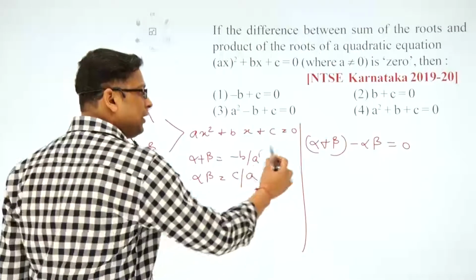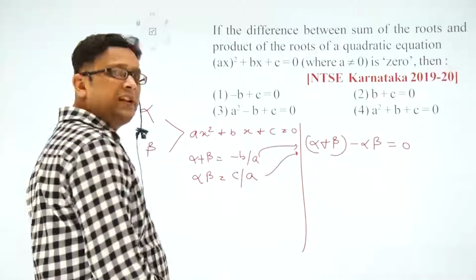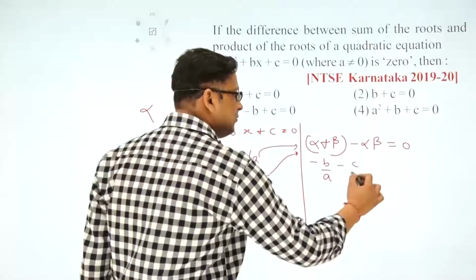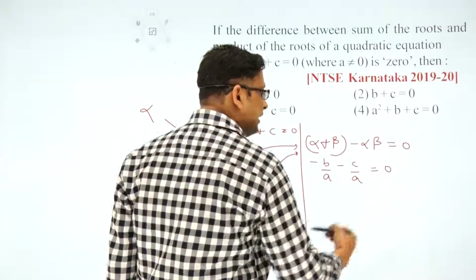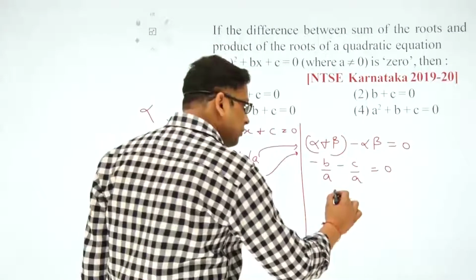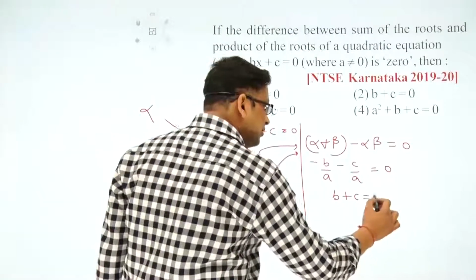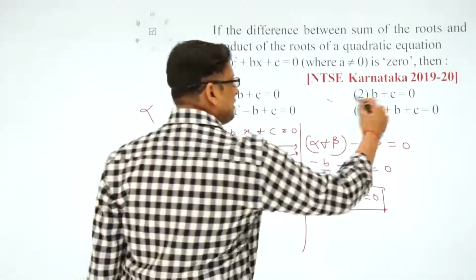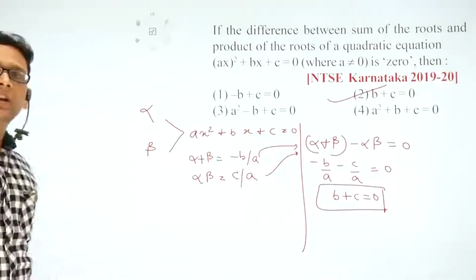So we are going to put the values in this expression: alpha plus beta is equal to minus b by a, minus c by a. So after taking the LCM and taking the minus sign as common, we get b plus c is equal to 0. So this is the required condition. So out of the options, the second option is the correct answer for the given question.